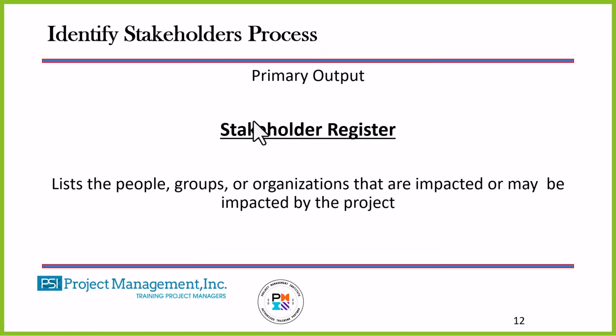So our first process that we're going to talk about is identify stakeholders. That's key to every project. Now, the output of this process is the stakeholder register. The stakeholder register is where we list all the people, the groups. Stakeholders could be groups, could be an organization, the people or whatever is going to be impacted by the project.